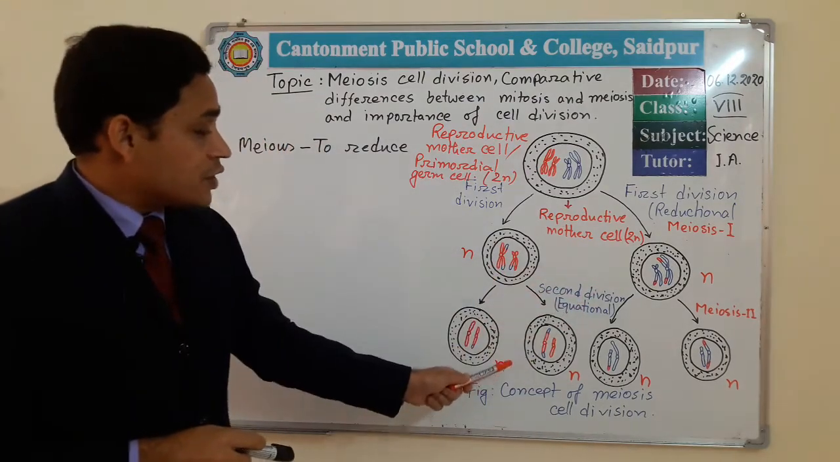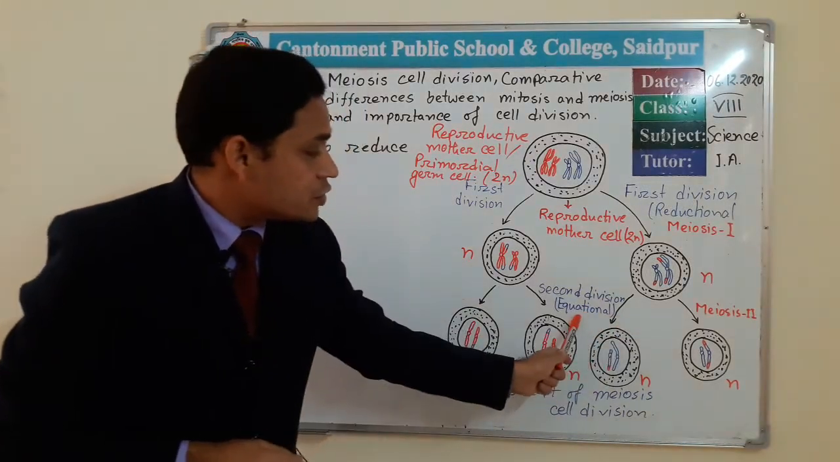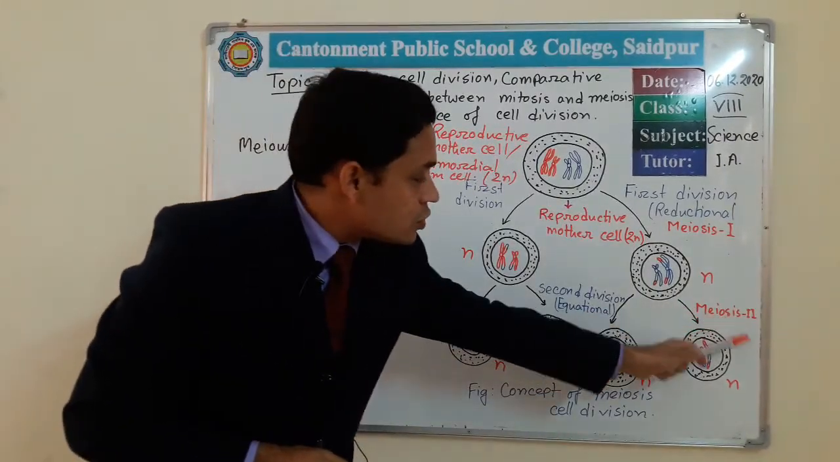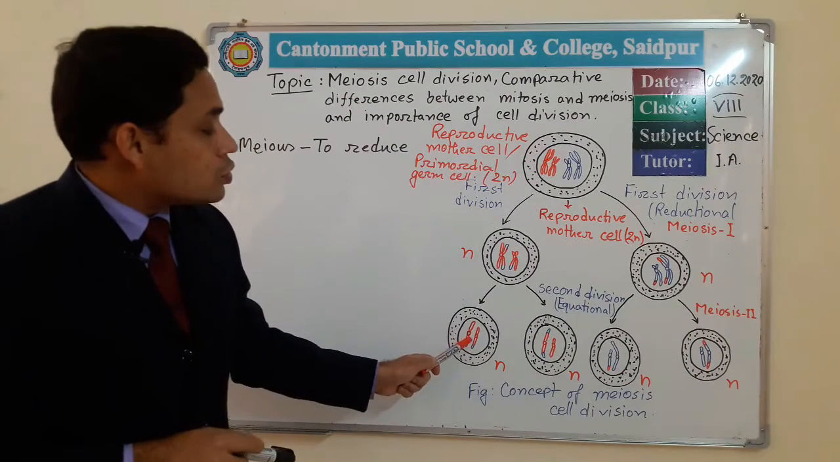But in the second phase, in the second division, that means in meiosis 2, here we have two chromosomes.